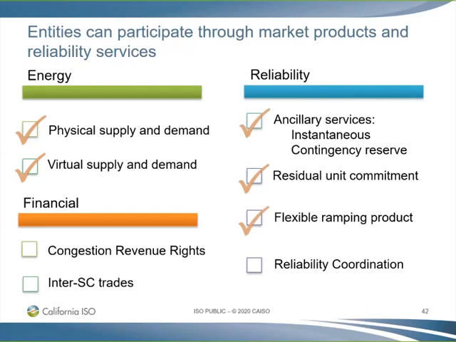Flexible ramping products provide additional upward and downward flexible ramping capability to account for uncertainty due to demand and renewable forecasting errors in the real-time market. It ensures that some unloaded capacity is reserved to be dispatched as energy if needed. So residual unit commitment is a day-ahead capacity product, and flexible ramping product is a real-time product.